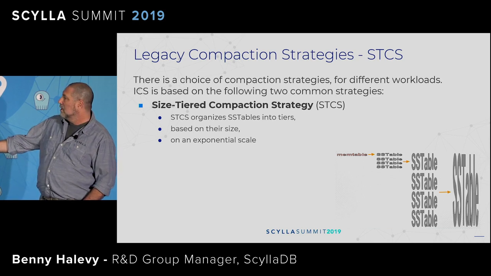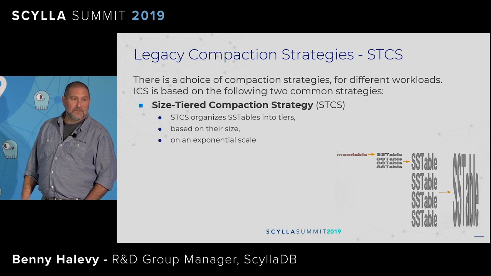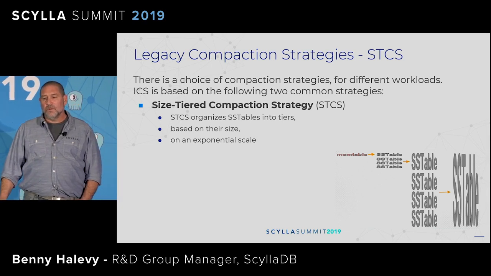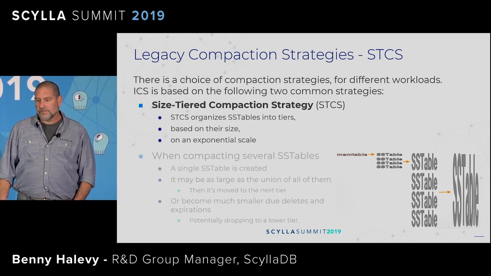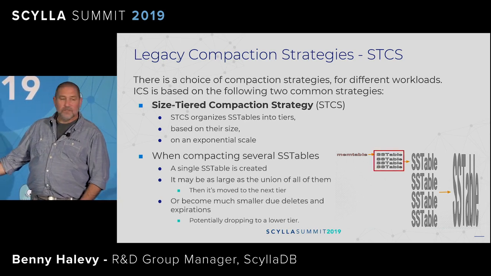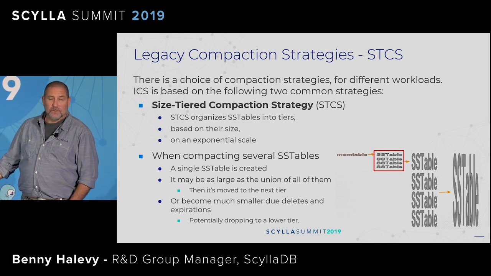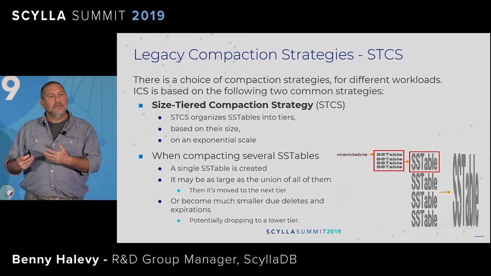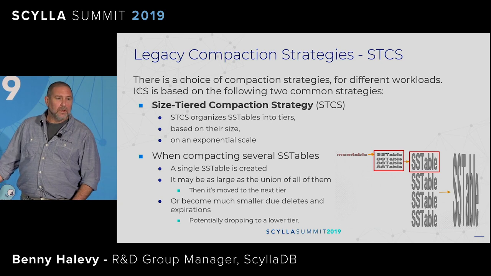So in this example, the SSTables in tier 2 are 4 times as large as those in tier 1. And in tier 3, it will be 16 times as large as in tier 1. And we organize the SSTables into these tiers based on their size. Now, when we compact several SSTables from a specific tier, we create a single SSTable that's the compacted union of all input SSTables.